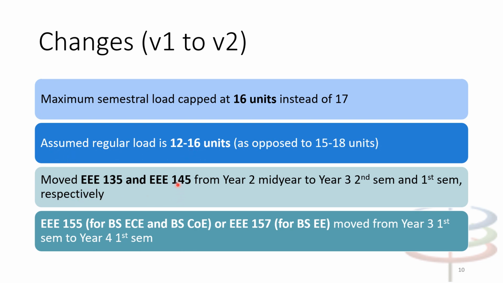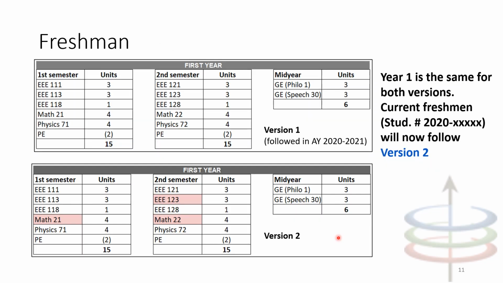Then 135 and 145, which were scheduled for the mid-year of year 2, are now moved to year 3 regular semester. And then the 115X course, that's 155 for ECE and COE, and 157 for BSEE, is moved from year 3 first sem to year 4 first sem. Okay, so those are the changes from version 1 to version 2.